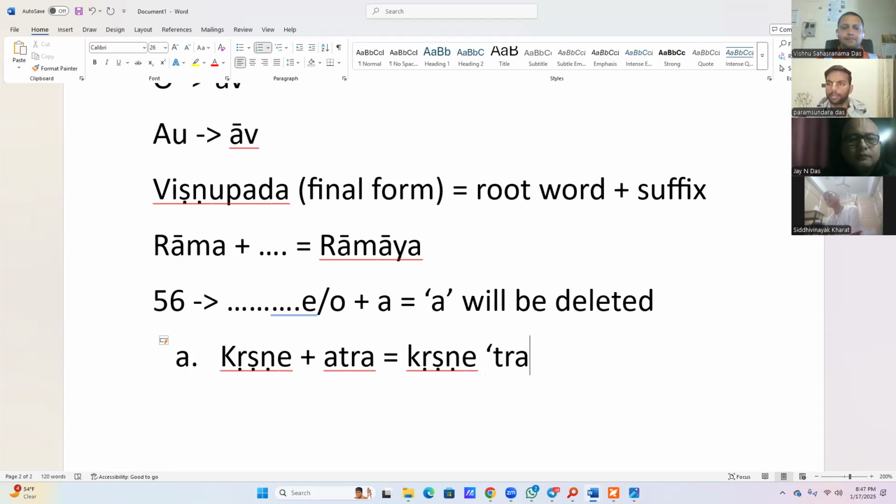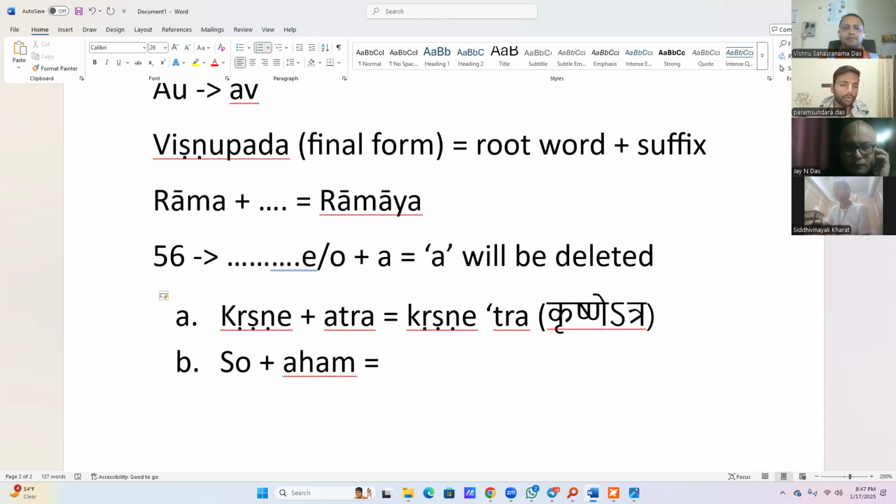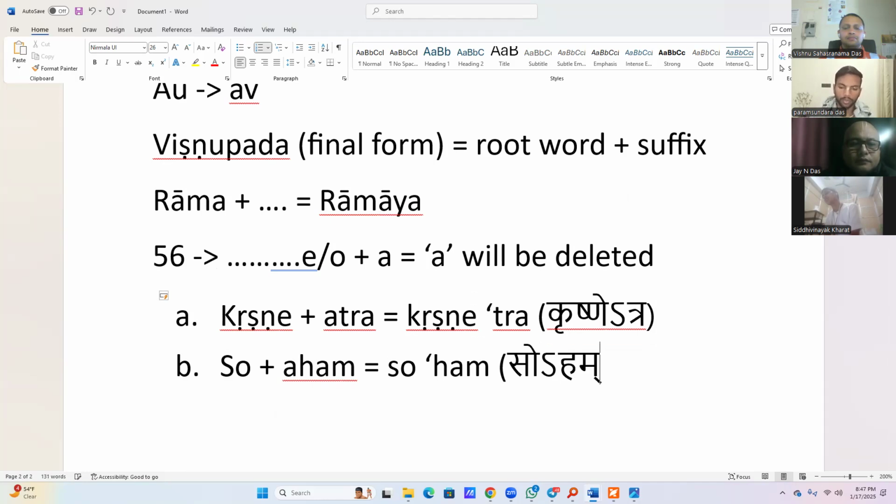We see this a lot, right? In Devanagari, we'll put that avagraha sign. Krishne, this one, which looks like S. Krishnetra. And an example for O: aham, like soham, we have Soham Ashram in Vrindavan. So O, and then the next letter is A. That A will be deleted and we'll get this, in Devanagari, so hum or dasoham, whatever.